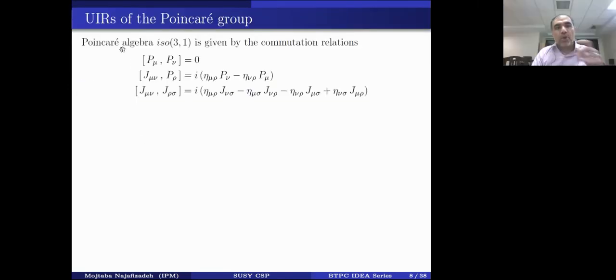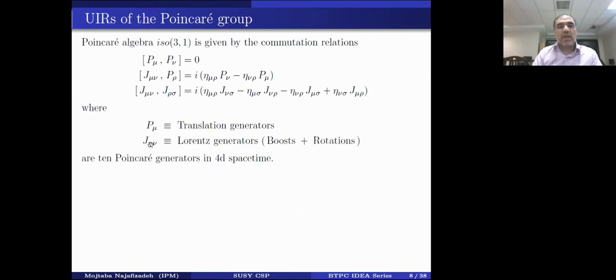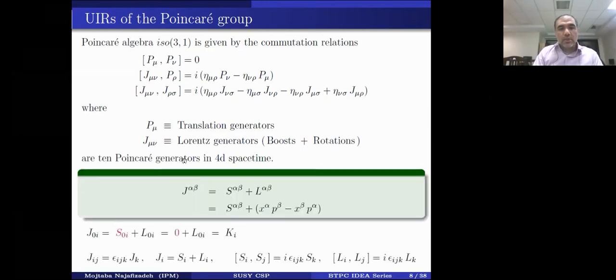Okay, the Poincaré algebra ISO(3,1) is given by these commutation relations, in which P and J are the 10 Poincaré generators of this algebra in 4 space-time dimensions. There are 4 translation generators and 6 Lorentz generators, consisting of boosts and rotations. These Lorentz generators are a sum of a spin operator and these Lorentz generators.